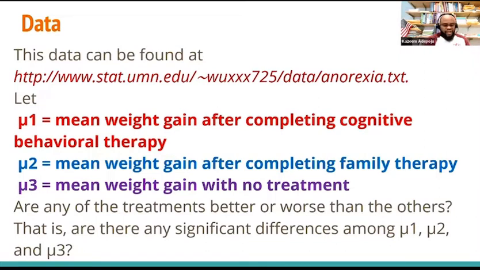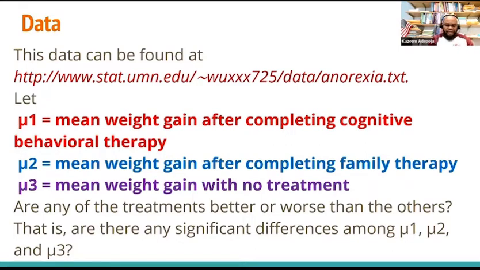Now, the data set for that can be found on this link. And let me just tell you this. We have three groups here. The very first group is those who complete cognitive behavioral therapy, the second group is those who complete the family therapy, and the third group is a control group. They don't receive any treatment at all. Because we are focusing on more than two groups here, we're going to use the idea of analysis of variance.